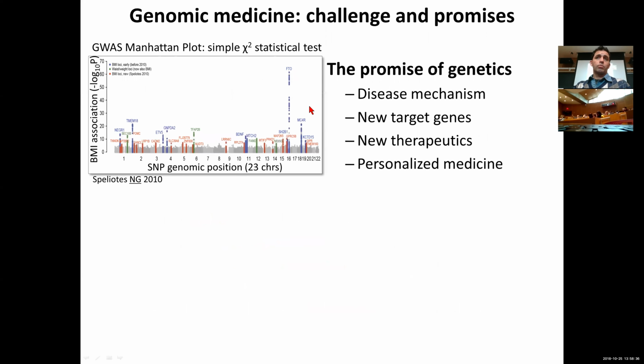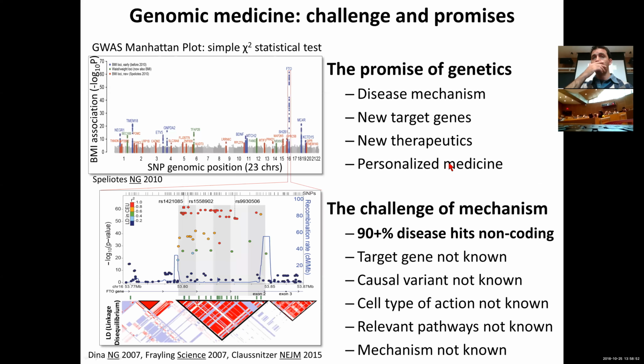So, this is what we're going to discuss now. How do we use the tools that we learned about from epigenomics, regulatory genomics, and so on and so forth to actually shed light into these variants? Again, the promise of these genetic studies is that they can give us disease mechanism, new target genes, new therapeutics, ultimately personalized medicine. But the challenge is interpretation.